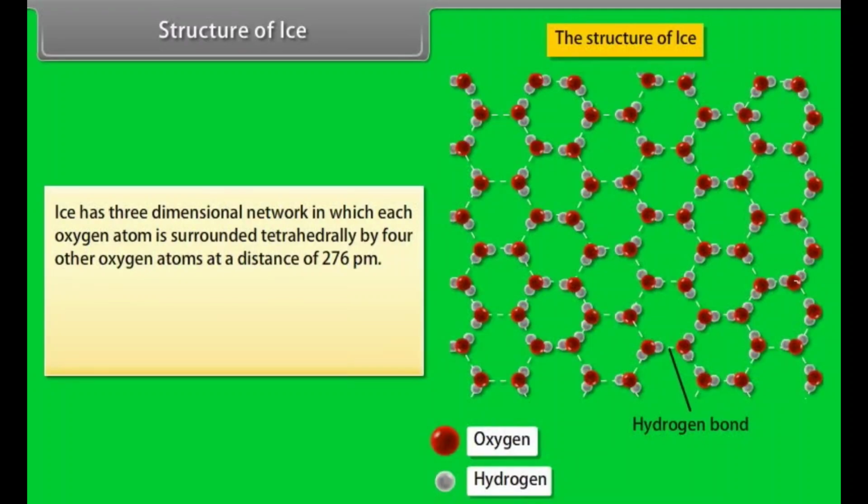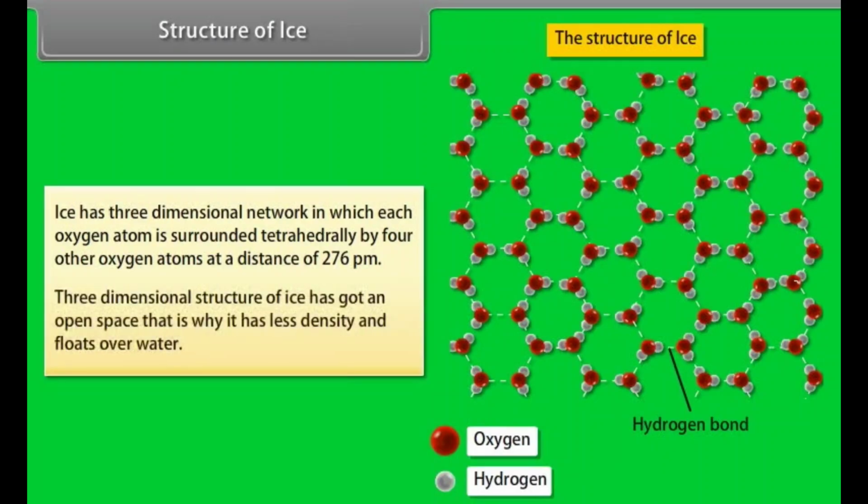Structure of ice. Ice has a three-dimensional network in which each oxygen atom is surrounded tetrahedrally by four other oxygen atoms at a distance of 276 picometer. The three-dimensional structure of ice has got an open space, that is why it has less density and floats over water.